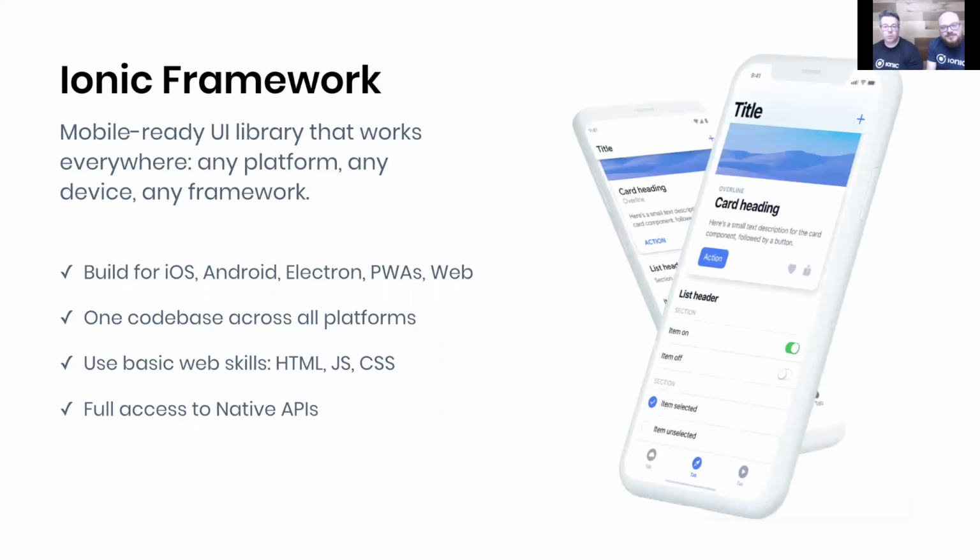Okay, so briefly, we are most known for Ionic Framework. If you've heard of us, you probably know about our mobile-ready UI library that's built on the open web and works everywhere and anywhere you want to be. Any platform, any device with any JavaScript framework. So the idea here is you're able to use your web development skills and build iOS, Android, Electron, PWAs, web apps, on and on, with just one code base that runs on all platforms. You're using your basic HTML, CSS, JavaScript web skills to build these apps, and there's no compromise. You still get full access to all the native APIs and device hardware that you'd like or ever want to access.